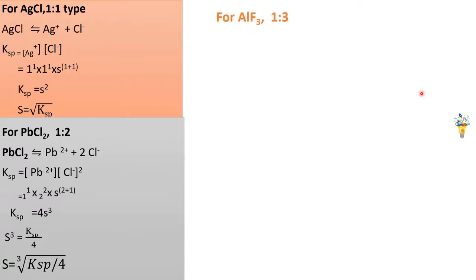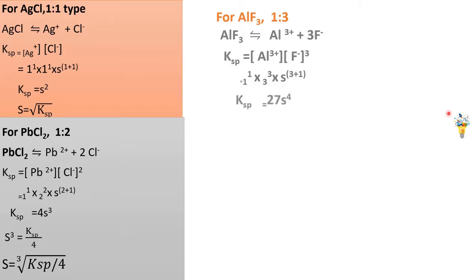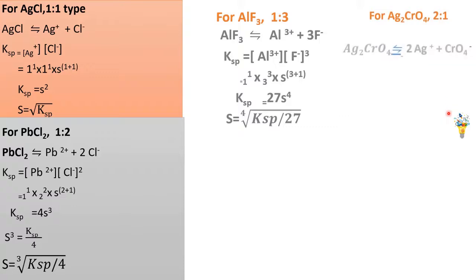Next one, the aluminum fluoride, it is 1:3. So the number of cation is 1 and the number of anion is 3. So writing the equilibrium, writing Ksp by substituting 1 power 1, 3 power 3, S power 3 plus 1, it will be Ksp is equal to 27 S power 4 and S is equal to Ksp by 27, to the power of one fourth.